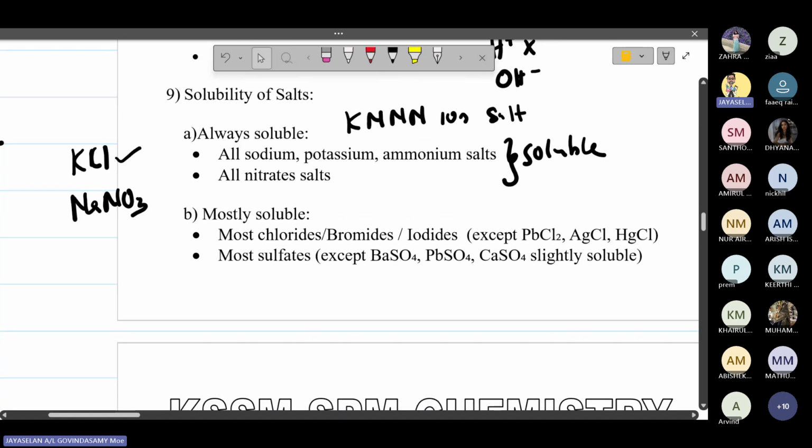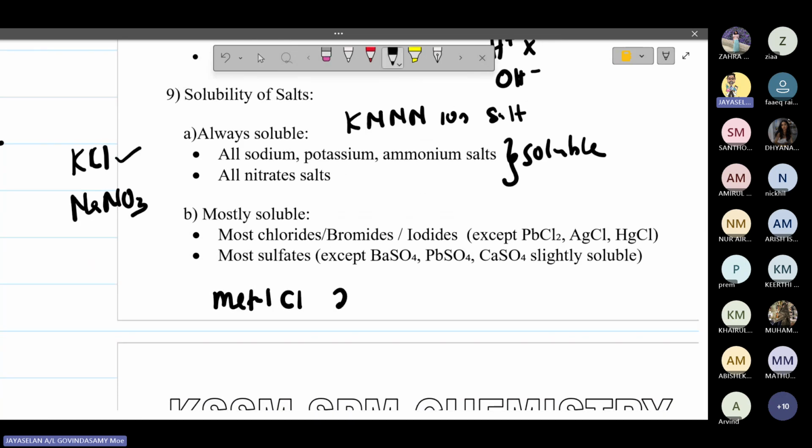Okay, chloride salt. That means they take metal plus chloride behind, right? For example, zinc chloride, magnesium chloride, sodium chloride. That is called chloride salt. All are soluble except three: silver chloride, lead chloride and mercury chloride. Only these three are insoluble, and you can use this for bromide and iodide, because they belong to the same group of the periodic table, halogen. Okay, any question?